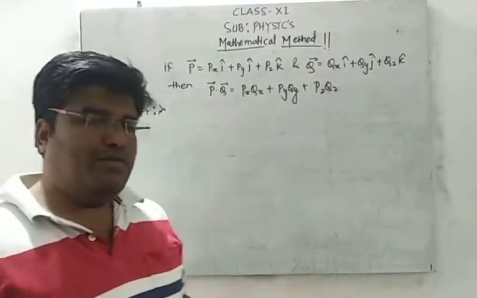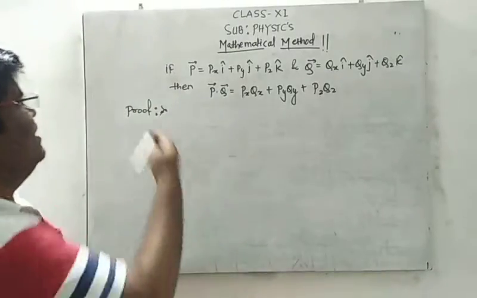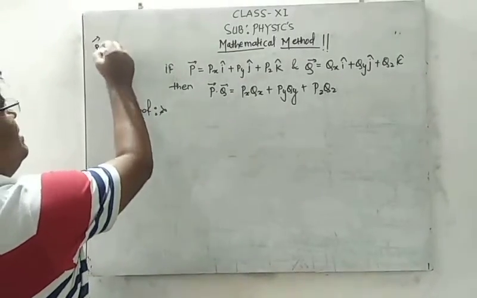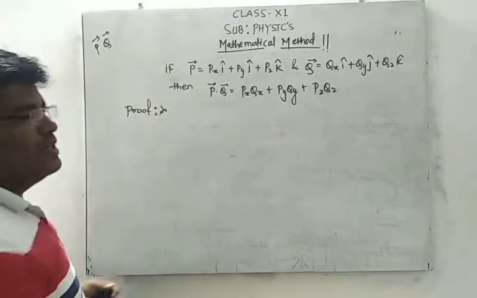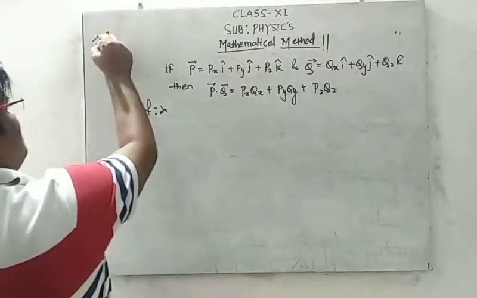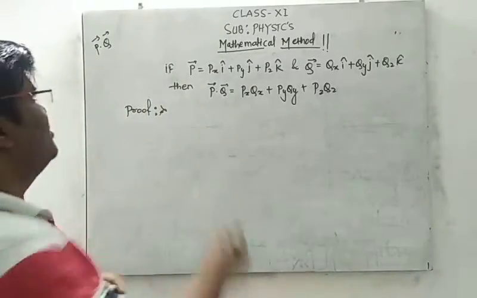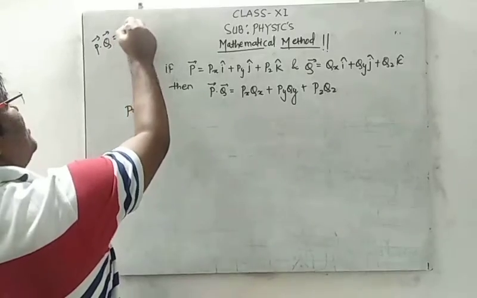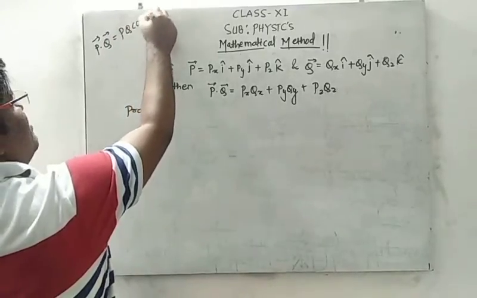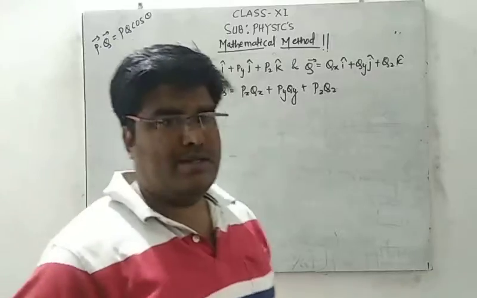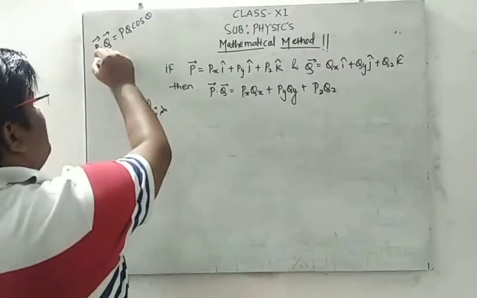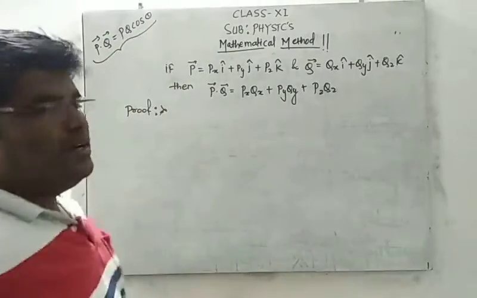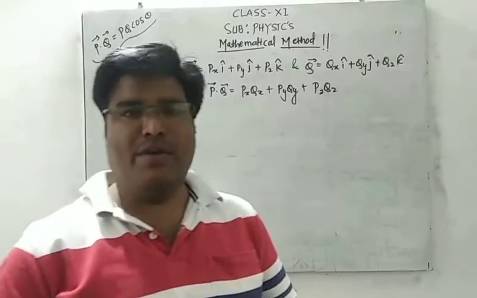If we have two vectors, p bar and q bar, the magnitude of their scalar product is equal to pq cos theta, where theta is the angle between the two vectors. This is the formula to find the magnitude of a scalar product.